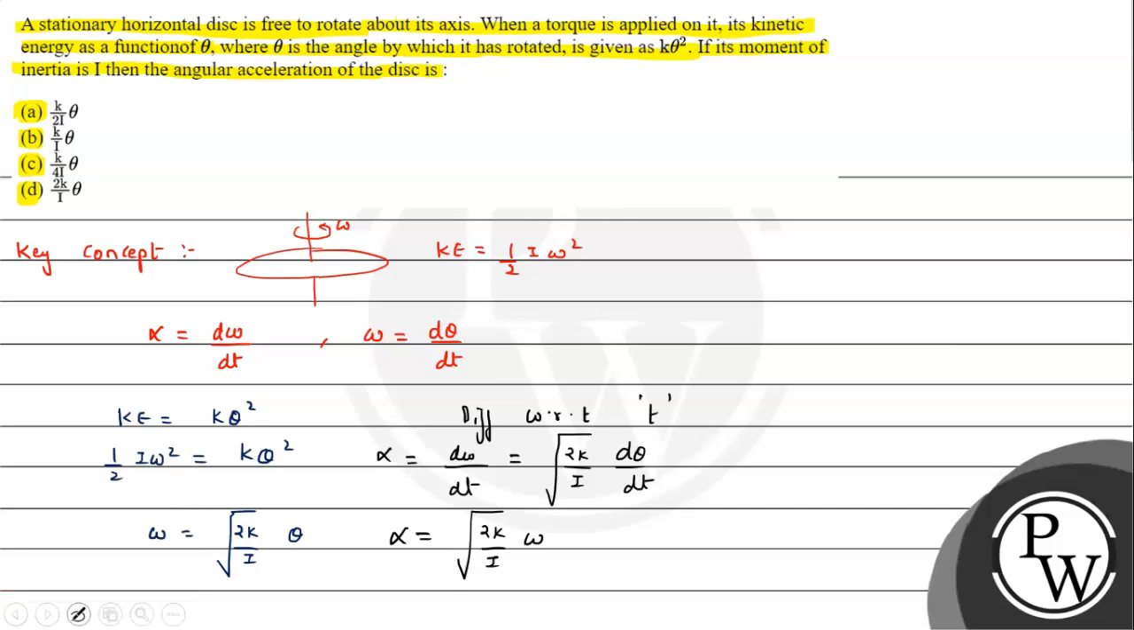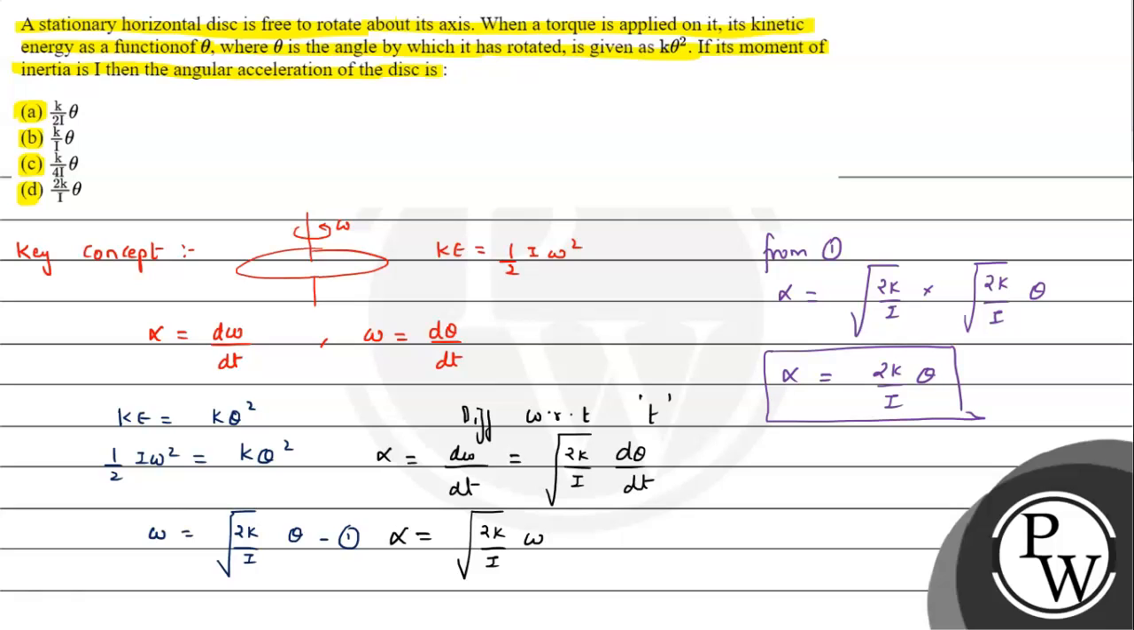Now, let's say this was our expression number 1. So what can we write from 1? Alpha will be equal to under root of 2k upon I into omega, and from 1, omega is under root of 2k by I into theta. So this result comes out to be 2k upon I into theta. This is the expression for alpha we are getting for this question, which matches option D. I hope you understood the solution. All the best.